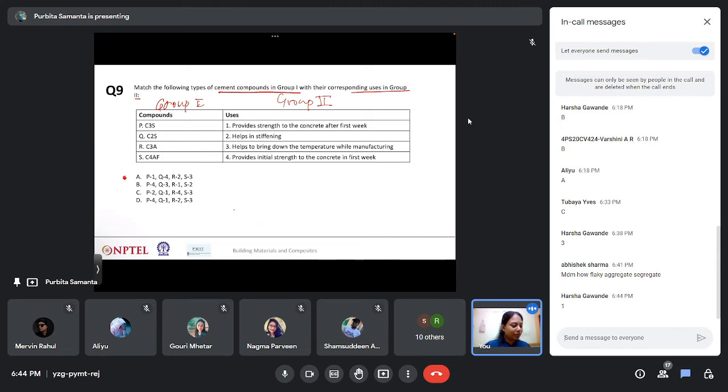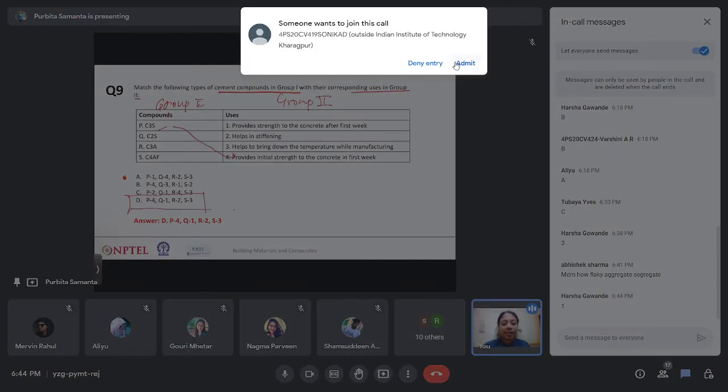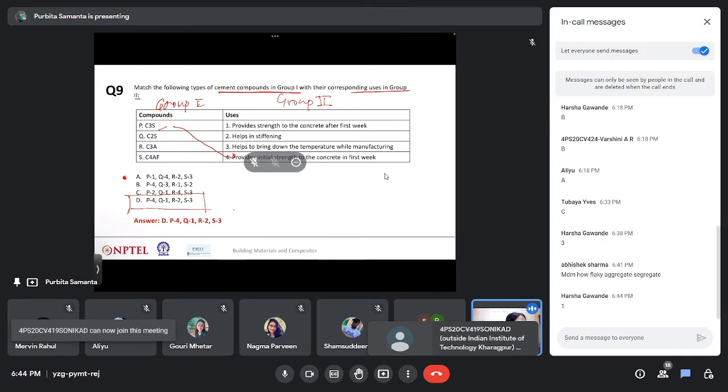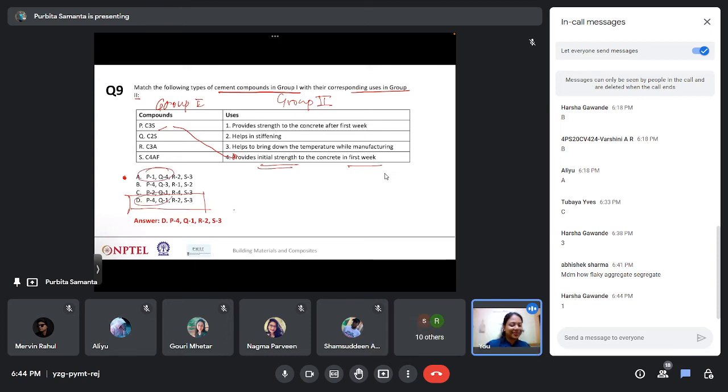Option A, or the first option, is not the correct answer. Yes, it's the fourth option which is correct, because C3S, tricalcium silicate, basically provides the strength, right? The initial strength in the first week. I understand you just confused this one with this one. This is quite obvious, because even I make this particular mistake, so don't worry about that.